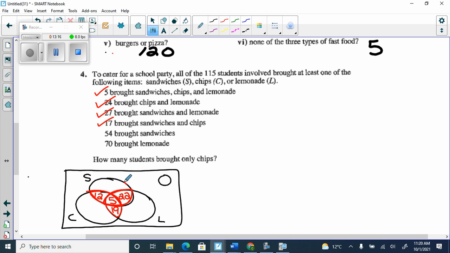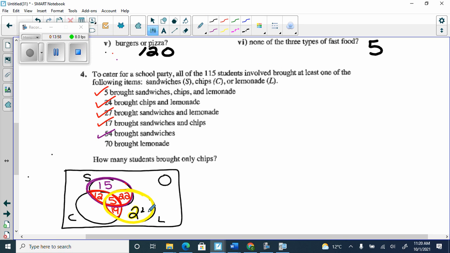54 brought sandwiches. So in the sandwich circle, I need to have 54. I already have 22, 34, 39. So how many is this going to be? 39 to 54. And then 70 have to bring lemonade. So in the lemonade circle, I need to have 70. I already have 22, and 19 is 41, 46, and I need 70. 24, that's not going to work.